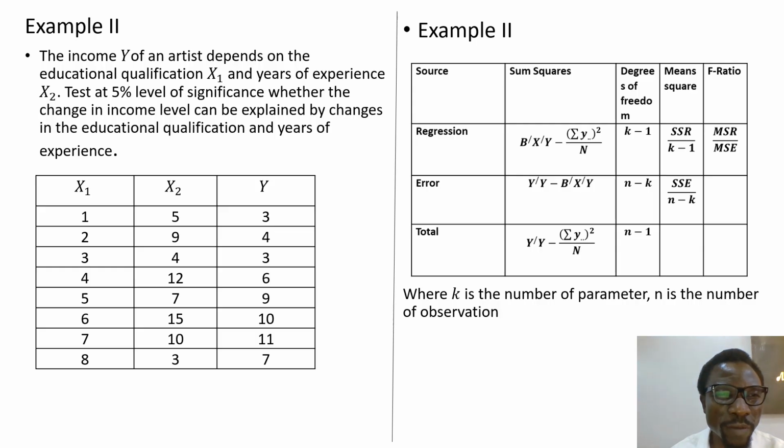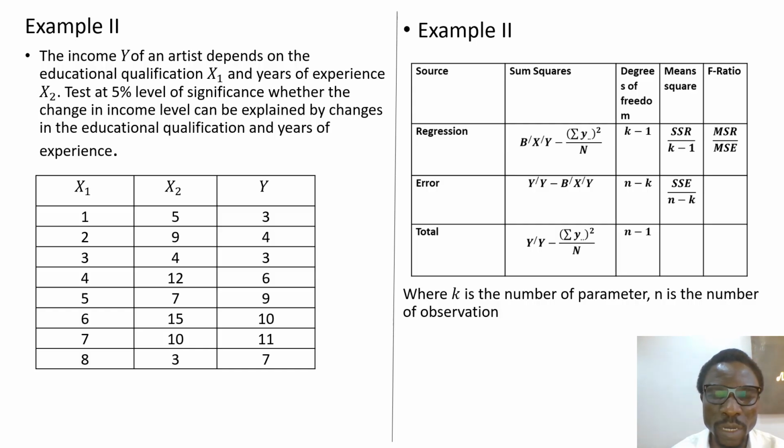The example we have here, the income Y of an artist depends on the educational qualification X1 and years of experience X2. We want to test at 5% level of significance whether the change in income level can be explained by the changes in educational qualification and years of experience. And this is the data we have from our observation. We have x1, x2 columns and y column.